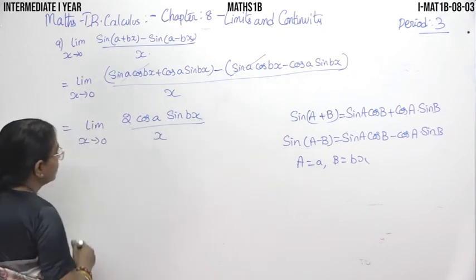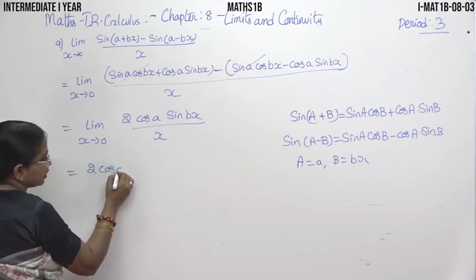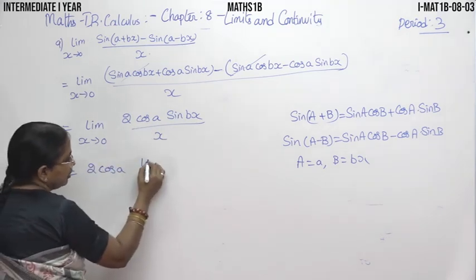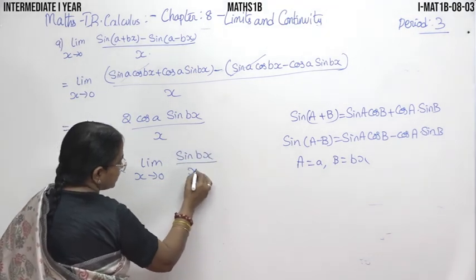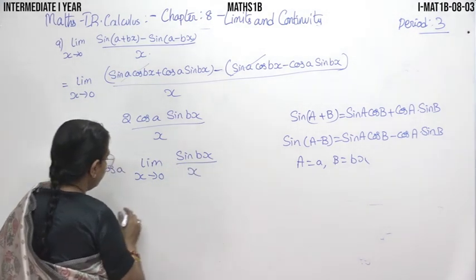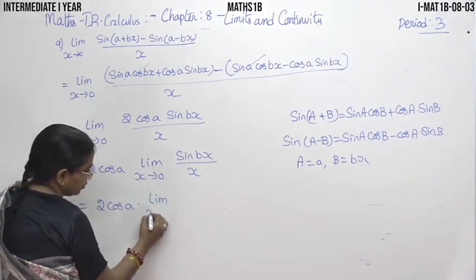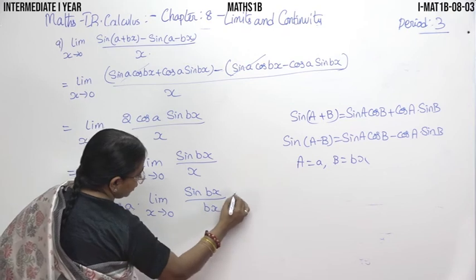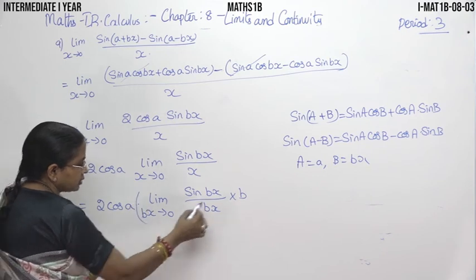Now 2 cos a is constant. Limit is over x. So x is the variable. These are constant, so we can write it outside. So limit x tending to 0 of sin bx by x. Now again see, it is not in the standard form. So multiply and divide by b to bring it to the standard form. So cos a into limit x tending to 0 of sin bx by bx into b. Bx tends to 0. So now all this is in the standard form.